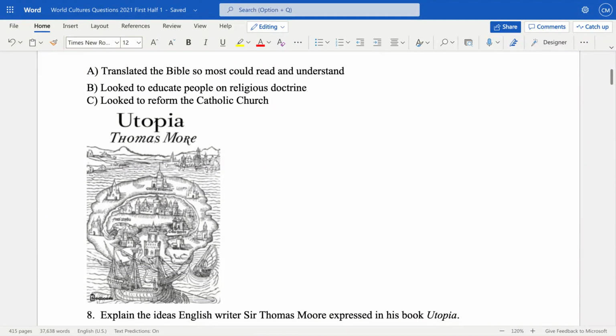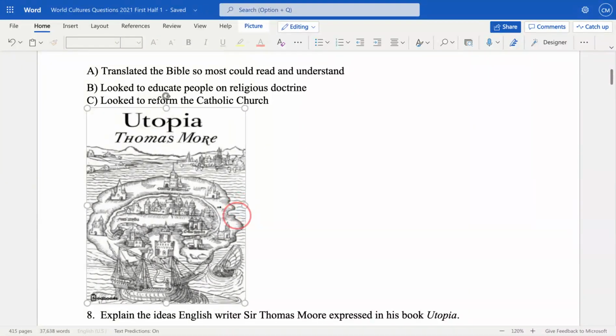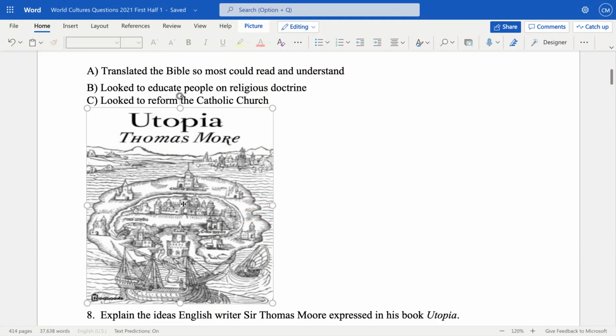Next, we're going to look at Sir Thomas More. Number eight, explain the ideas of English writer Sir Thomas More, which were expressed in his book Utopia. So you can see the book Utopia here, and you can see the buildings and such that are advocated in the imagery there on the book.